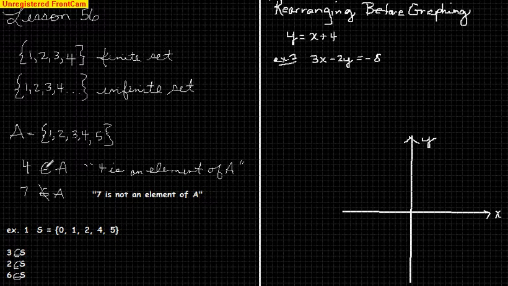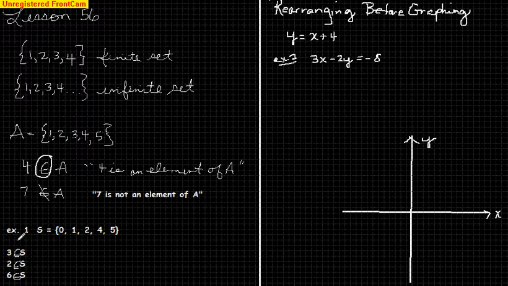That means an element of. So we would say 4 is an element of A. And if it's not an element, like 7 does not belong in set A, we would say 7 is not an element of A. We cross it out when you read 7 is not an element of A.